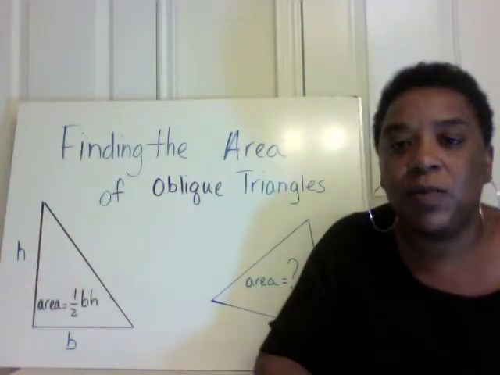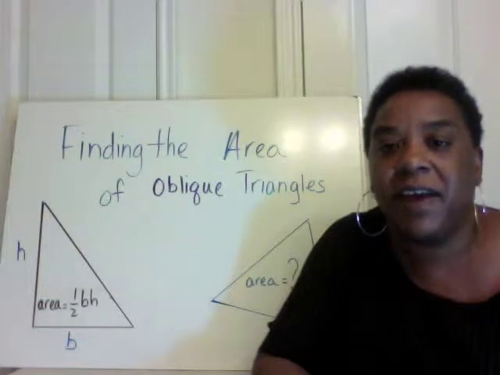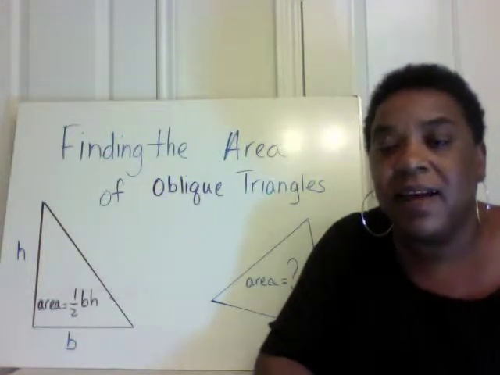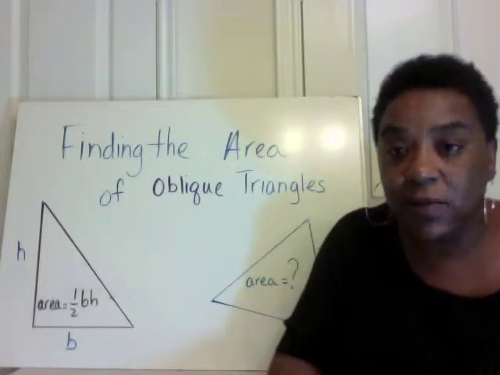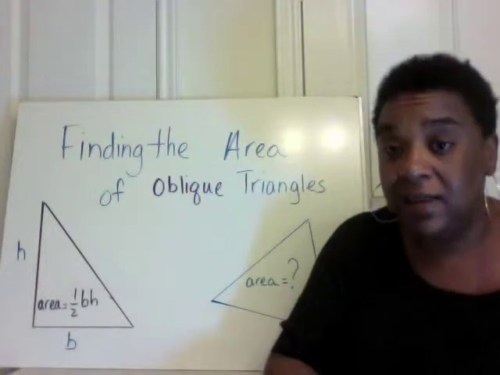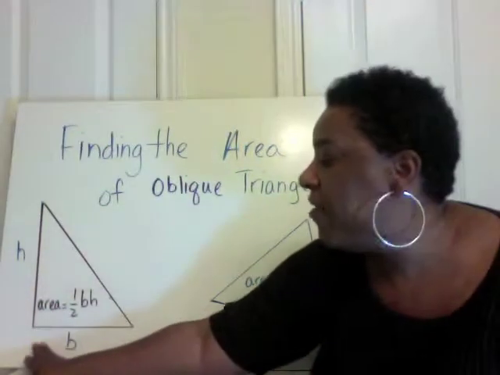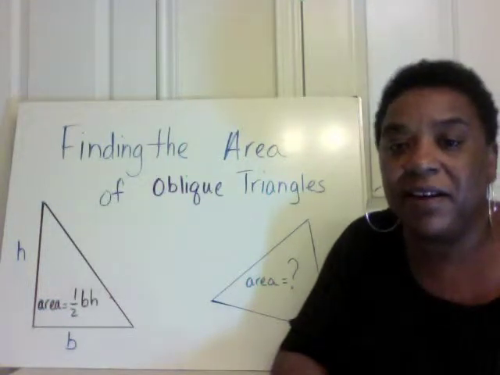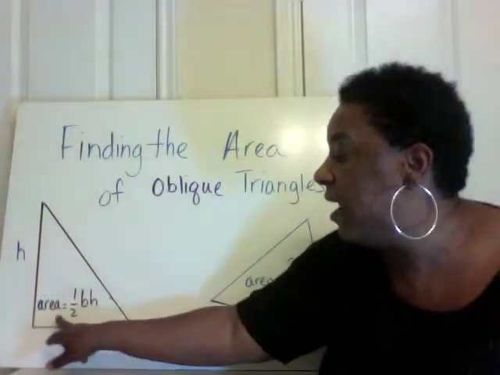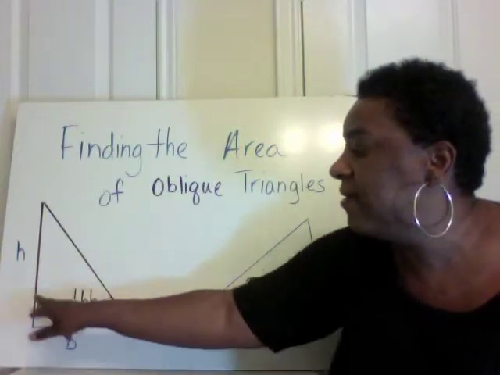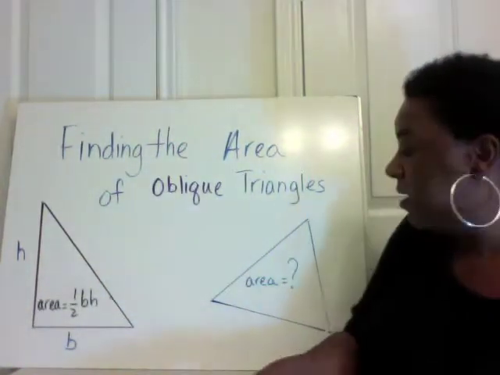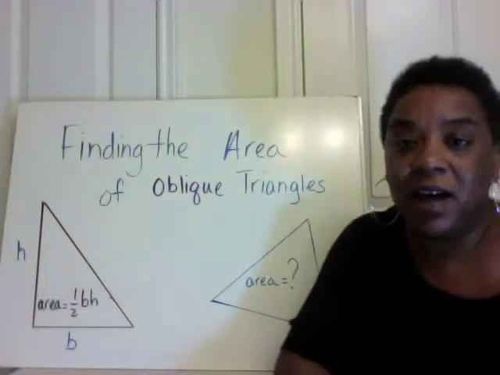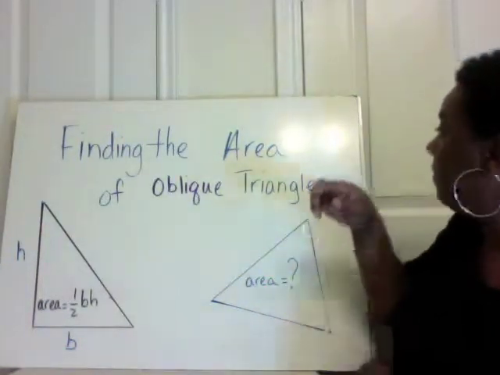Now in this video we want to talk about how we can find the area of oblique triangles. Oblique is just a fancy way of saying that a triangle is not a right triangle. Here I have a picture of a right triangle, and we can easily find the area of this triangle by multiplying 1/2 times the base times the height. But how can we find the area of a non-right triangle?